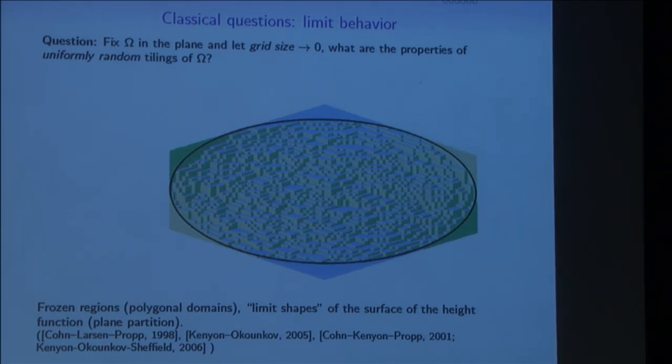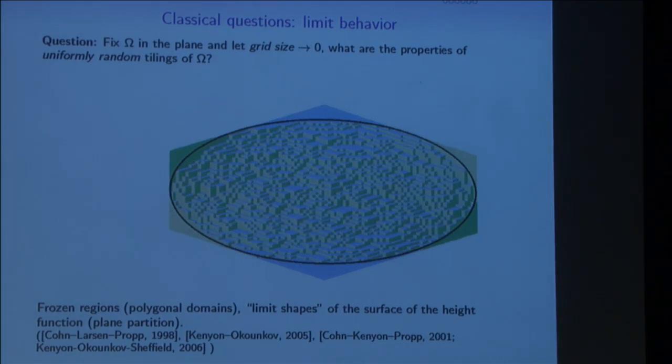what sort of phenomena do people study in these cases? People observe frozen regions, so with probability one near these corners, for example, of this hexagon, you're going to get lozenges of only one type. So you're getting these flat surfaces. If you actually zoom in somewhere in the middle, you have local fluctuations governed by Gaussian free field.